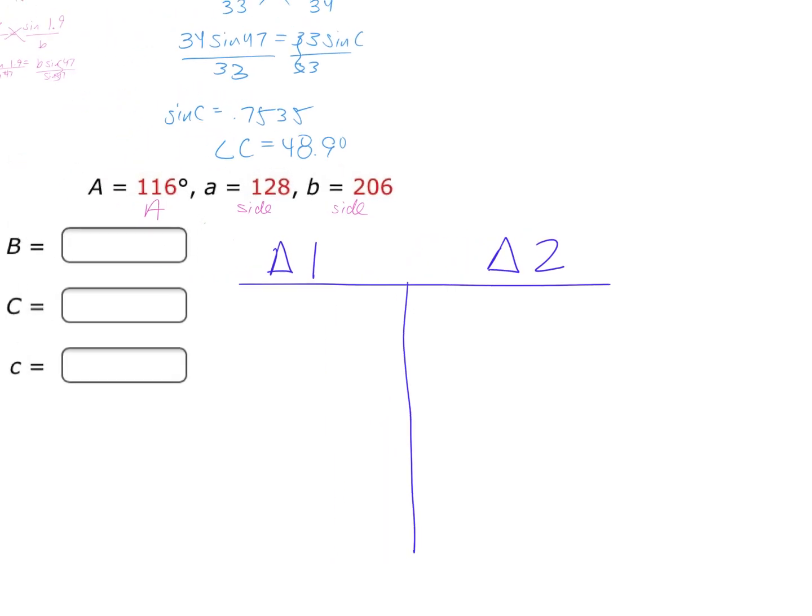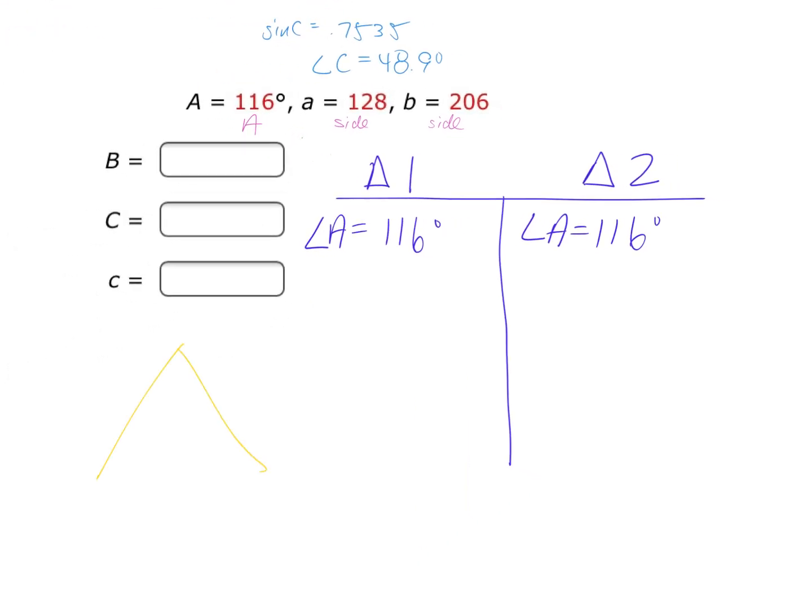Let's talk about what's given. What is the given angle in this information? It's angle A, 116. So if there are two triangles, if angle A is 116 in the first one, what do you know about angle A in the second one? It's 116. Good. So now let's draw a little picture, see what we're looking for. So I have A, B, and C. Angle A is 116. Side A is 128. All right. Side B is 206.